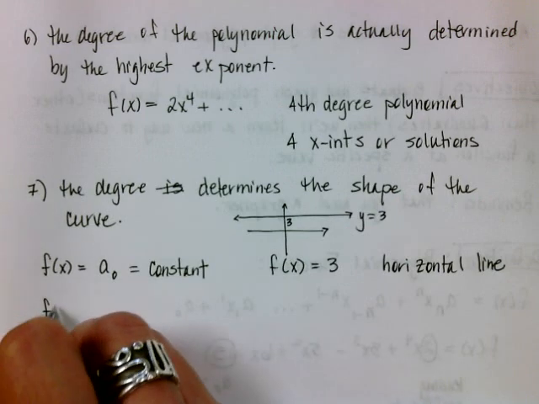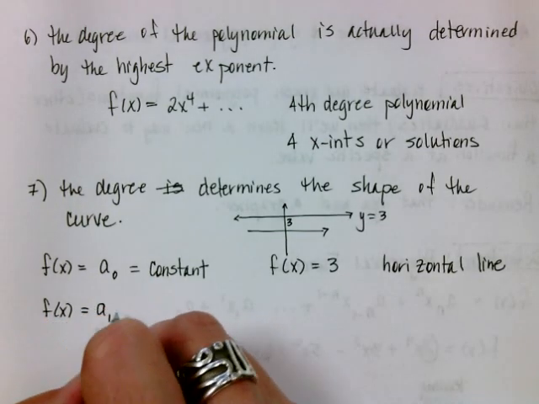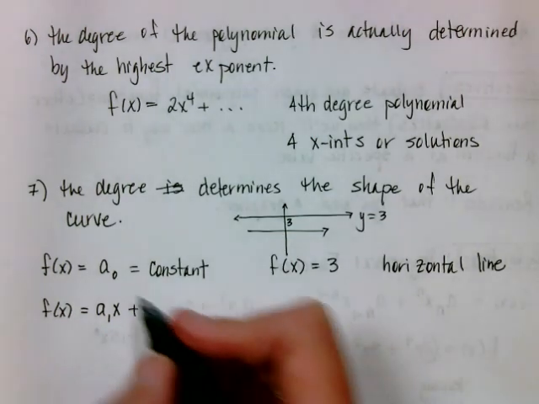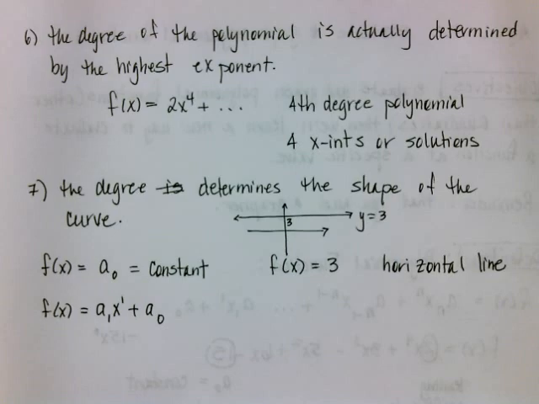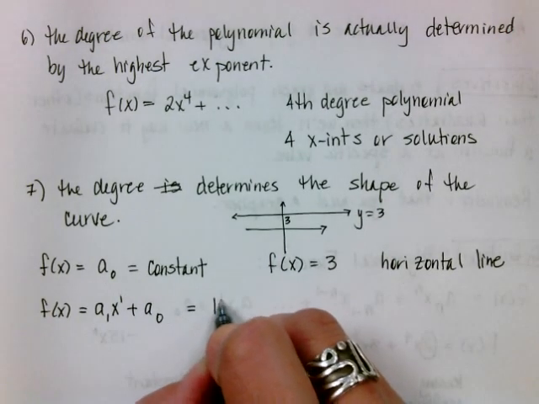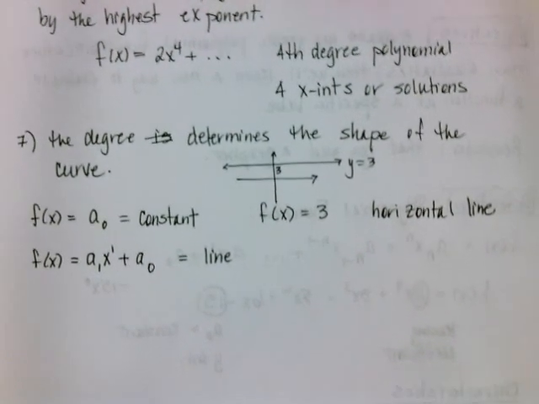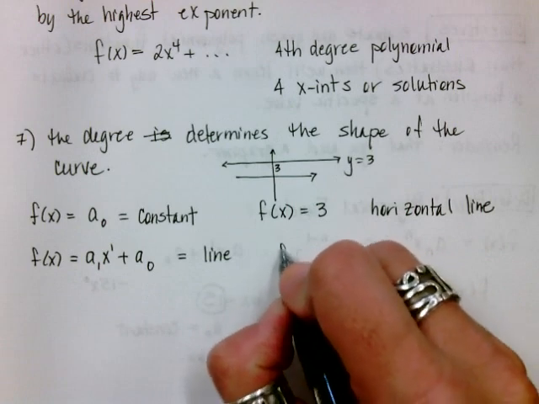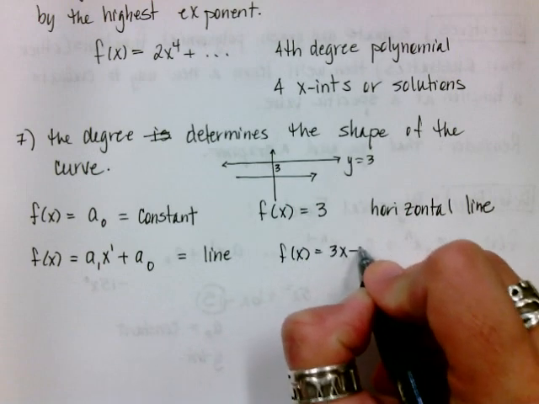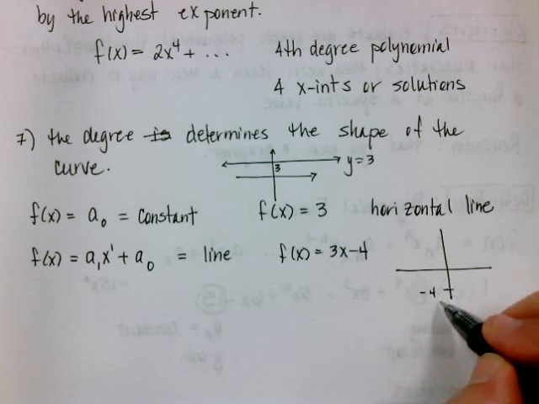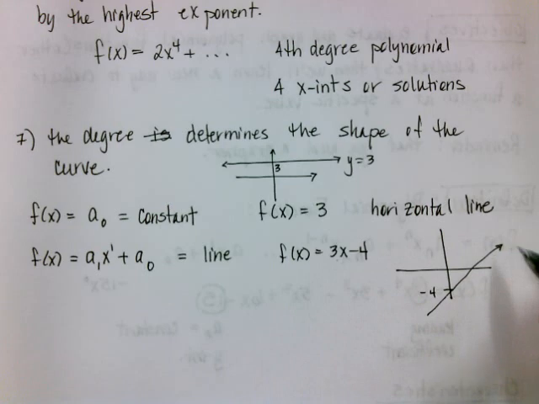All right, then if I had f of x is equal to a leading coefficient, and there's my x, and then plus a sub 0, notice that the degree on the x is 1, and this is going to be a line. Okay? So if I have anything that's to the first degree, I know that that's going to be a line. So if I had f of x is equal to 3x minus 4, then I know that this would be an oblique line. It would have a y-intercept of a negative 4, and then it would have a slope of 3. So my graph would look very basically something like that.